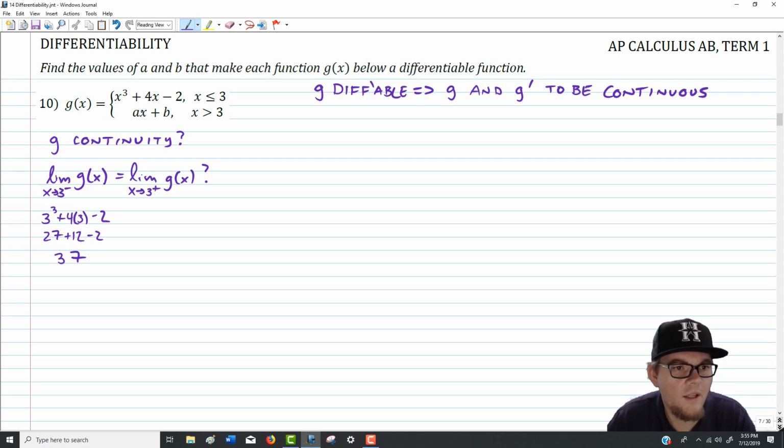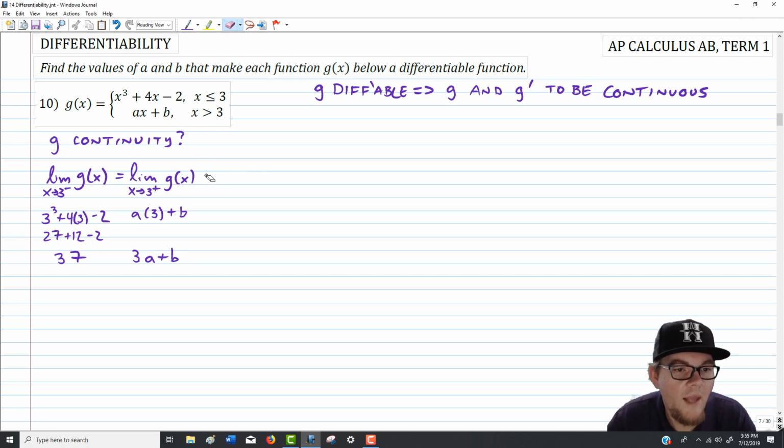And down below, if we plug in 3, we're plugging in 3 for x, keep in mind. We're going to get a times 3 plus b. Forgive me for using capital B's, I just prefer them. And that's going to be 3a plus b.